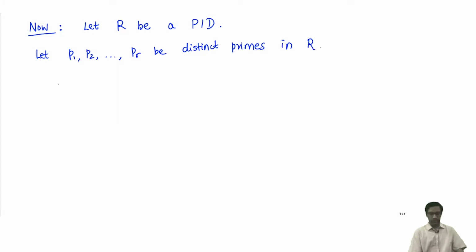Now for each of them I can look at the corresponding p_i primary component. So look at M_{p_i}, which is all elements which are annihilated by some power of p_i. So these are the primary components. I claim that these submodules corresponding to distinct primes are, so then here's the little lemma, M_{p_i}, i goes from 1 to r, are what we will call independent submodules.